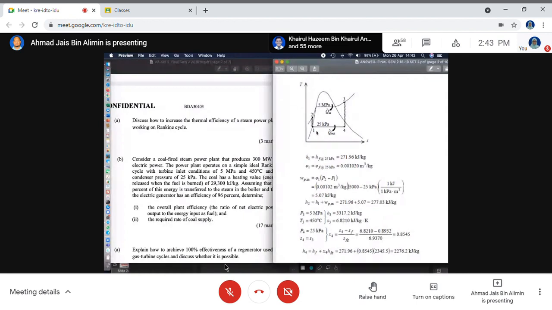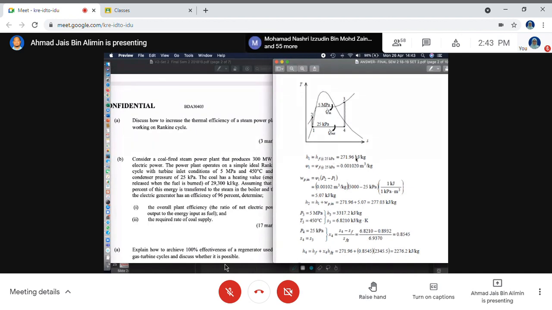So about the sketch, based on the question, you know that the condenser pressure is 25 kilopascal, so that is P1 lah. And then you know that the turbine inlet condition is 5 megapascal. So steam tu bila dia masuk turbine tu keadaan dia 5 megapascal dan suhu dia 450. So bermaksud itu adalah suasana yang berlaku kat sini. So the maximum pressure is 5 megapascal.